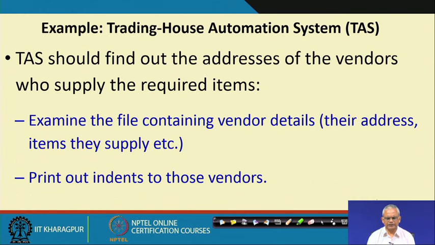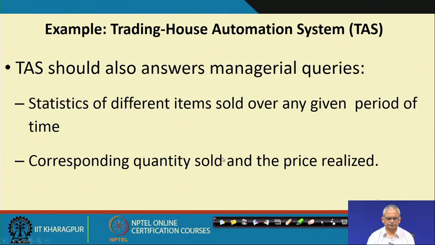The vendor details are maintained in a file, their contact address, the items they supply and so on, and for a specific item the indents are raised against the specific vendor who supplies that item. Other than handling requests from the customer, it also answers managerial queries like what are the sales statistics, what is the volume of items sold, what is the price realized, and so on.